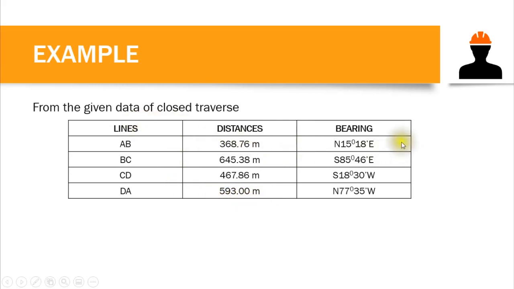Now the bearings of these lines are: for AB we have north 15 degrees 18 minutes east, BC has south 85 degrees 46 minutes east, CD is south 18 degrees 30 minutes west, and DA has a bearing of north 77 degrees 35 minutes west. And now let's balance this closed traverse using the first method. Let's use compass rule first.